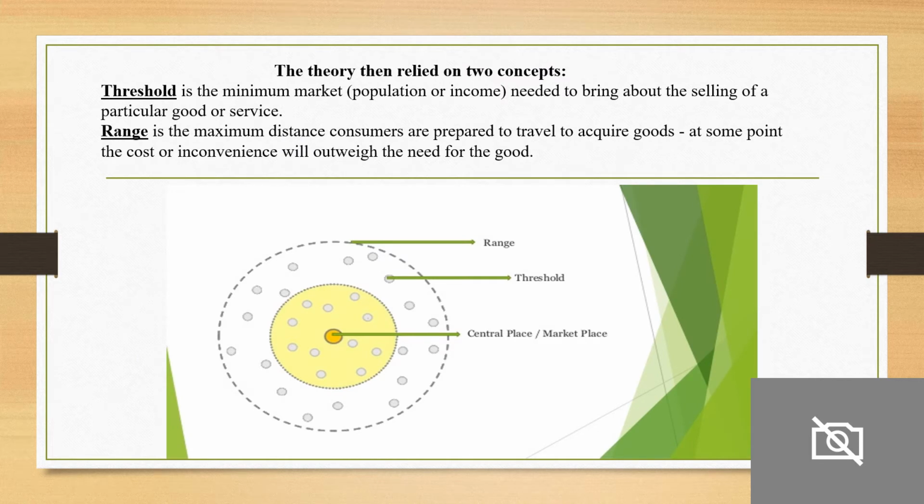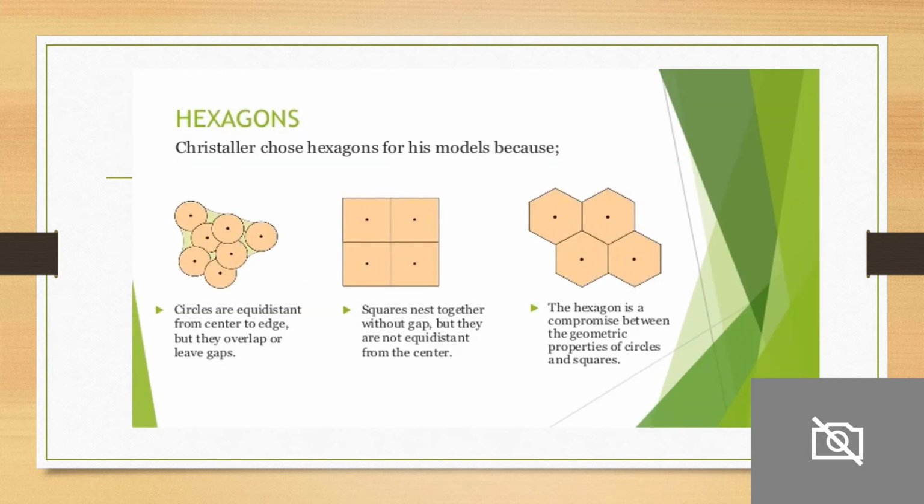Now, before we move on, there are two important concepts to this theory. First is the threshold and second is the range. Threshold is the minimum market, that is how much population must be living in a particular area to get a particular service, and next is the range, the maximum distance the consumers are ready and prepared to travel to acquire those goods.